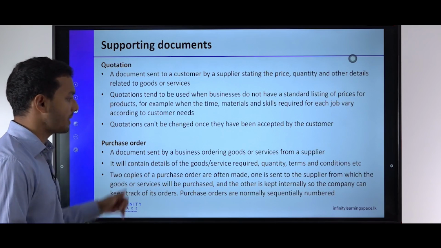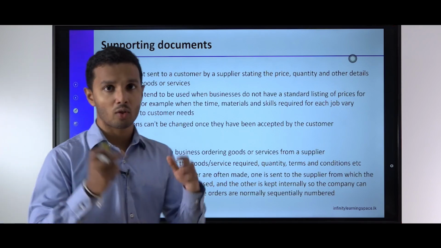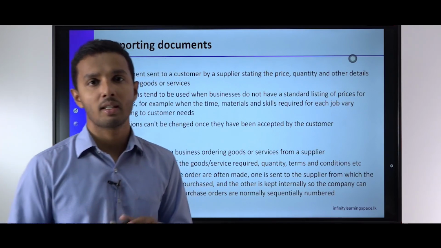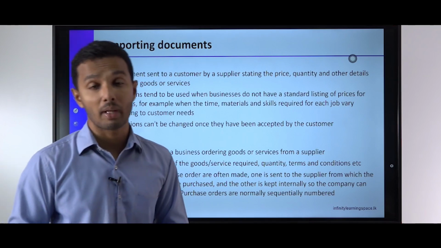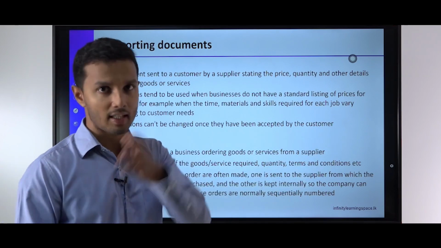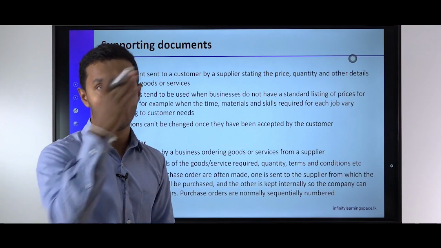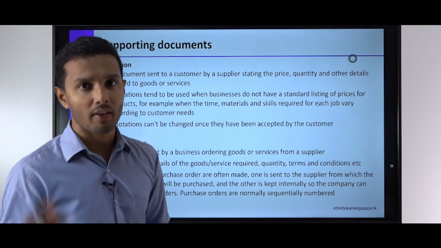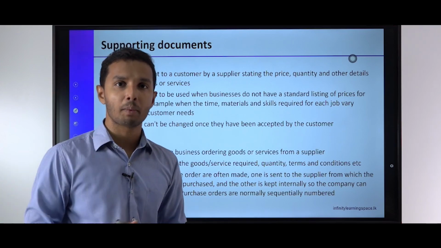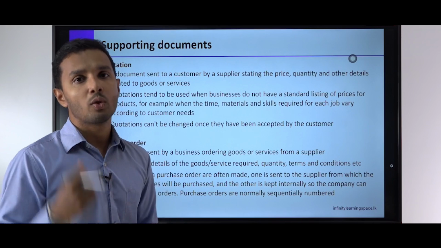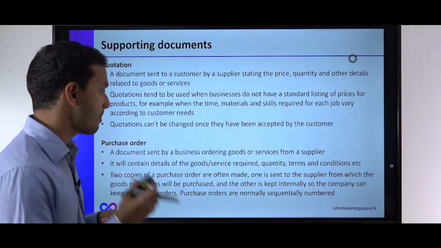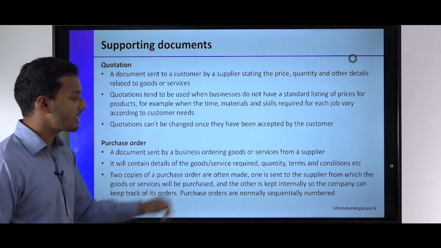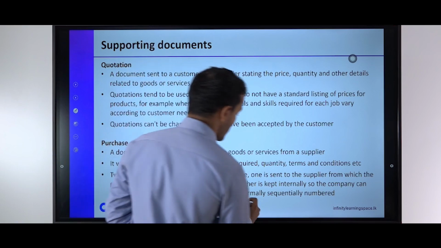Normally 2 copies of the purchase order will be created, right? So when the customer prepares the purchase order, 2 copies will be prepared. One will be sent to the supplier, that's the formal request to the supplier saying, I want you to supply these goods. And the other one will be retained by the customer himself to check with later documents, right? And purchase orders are normally sequentially numbered.